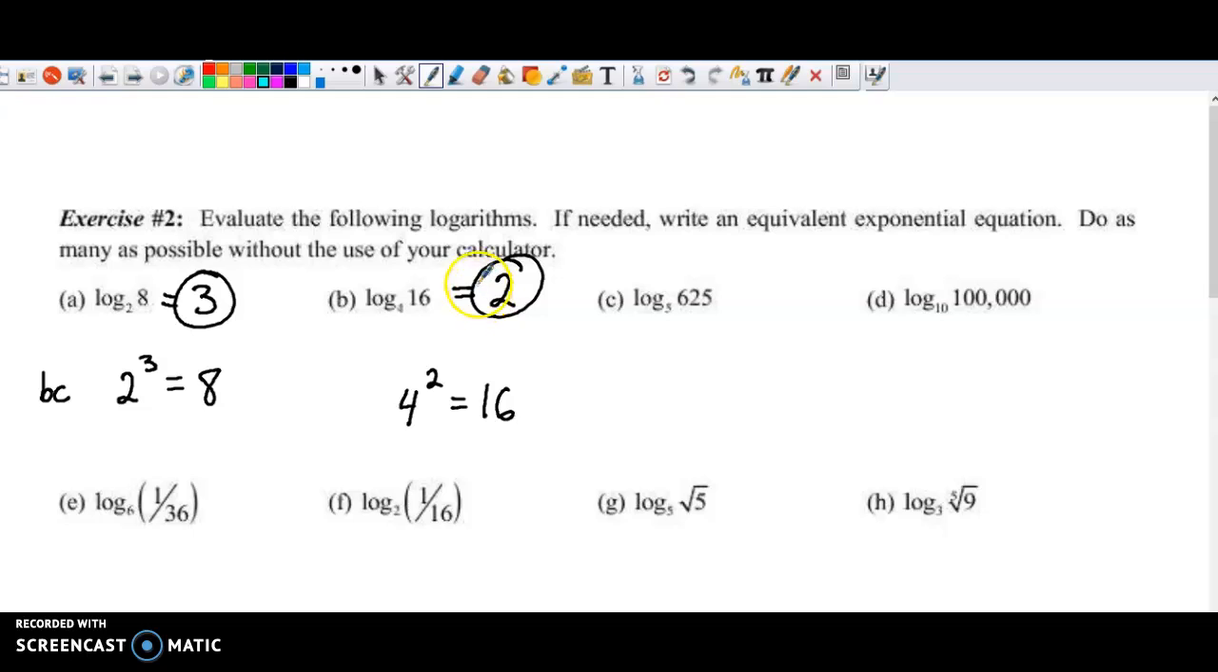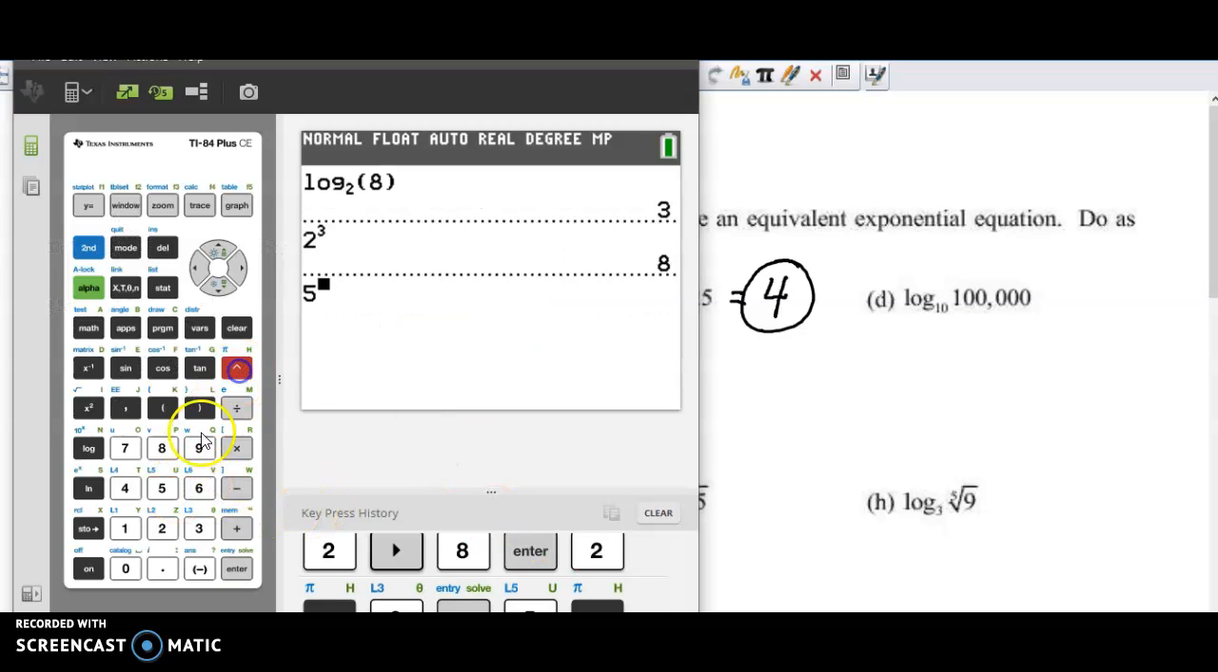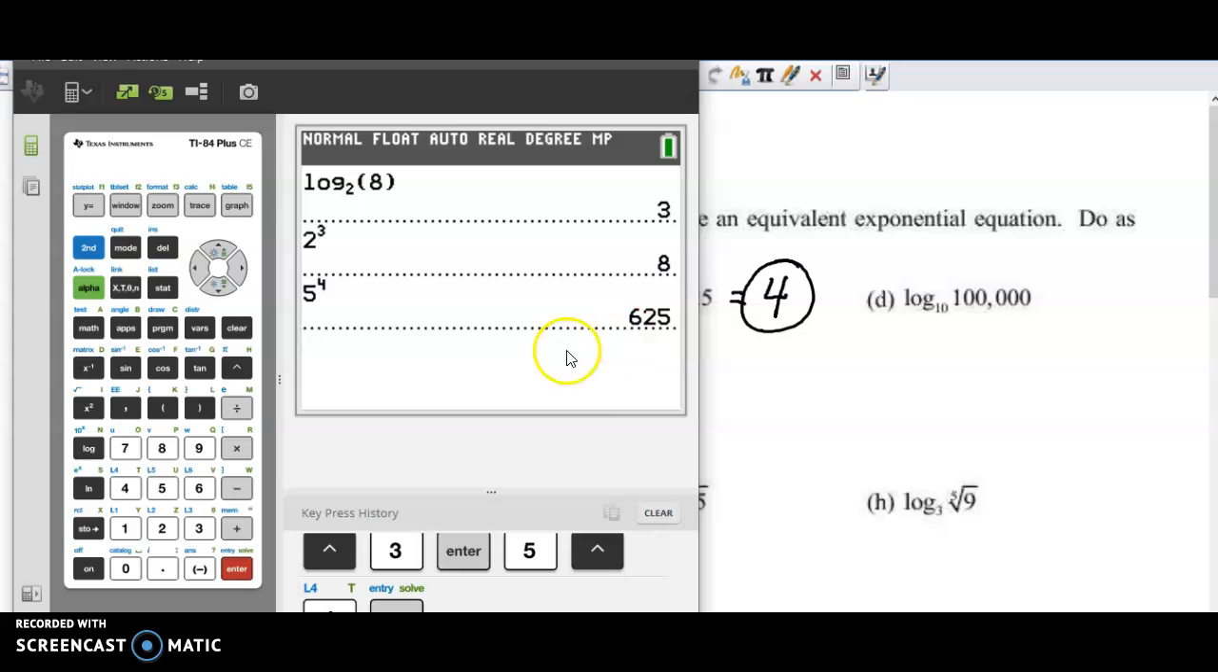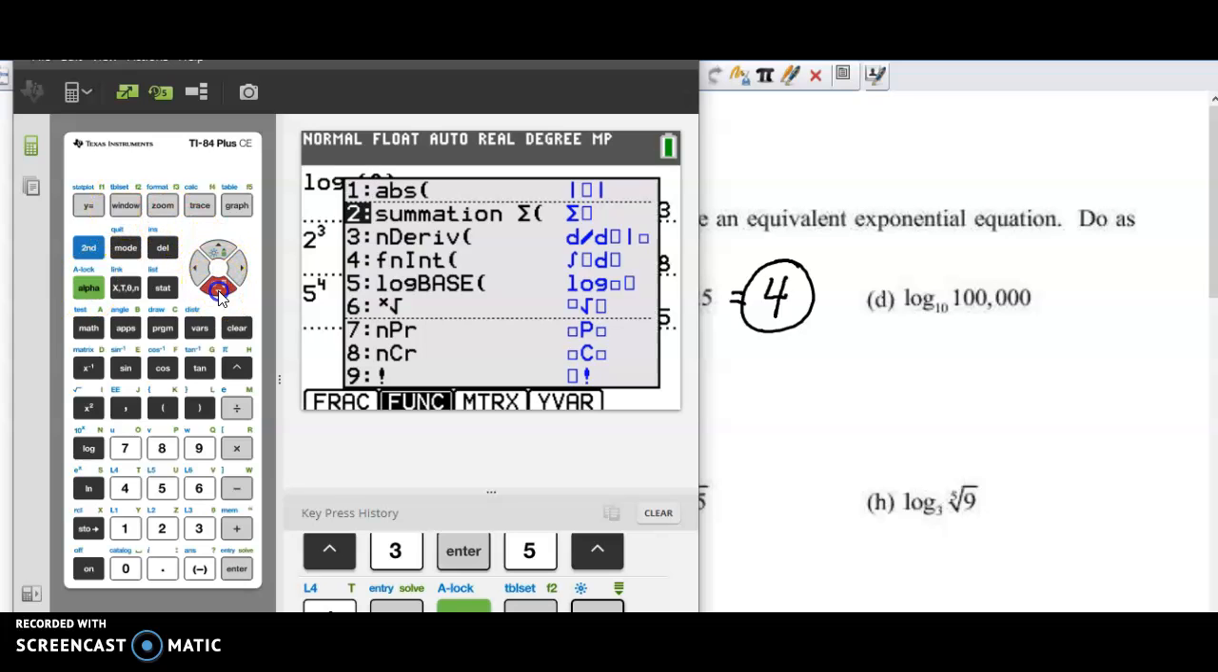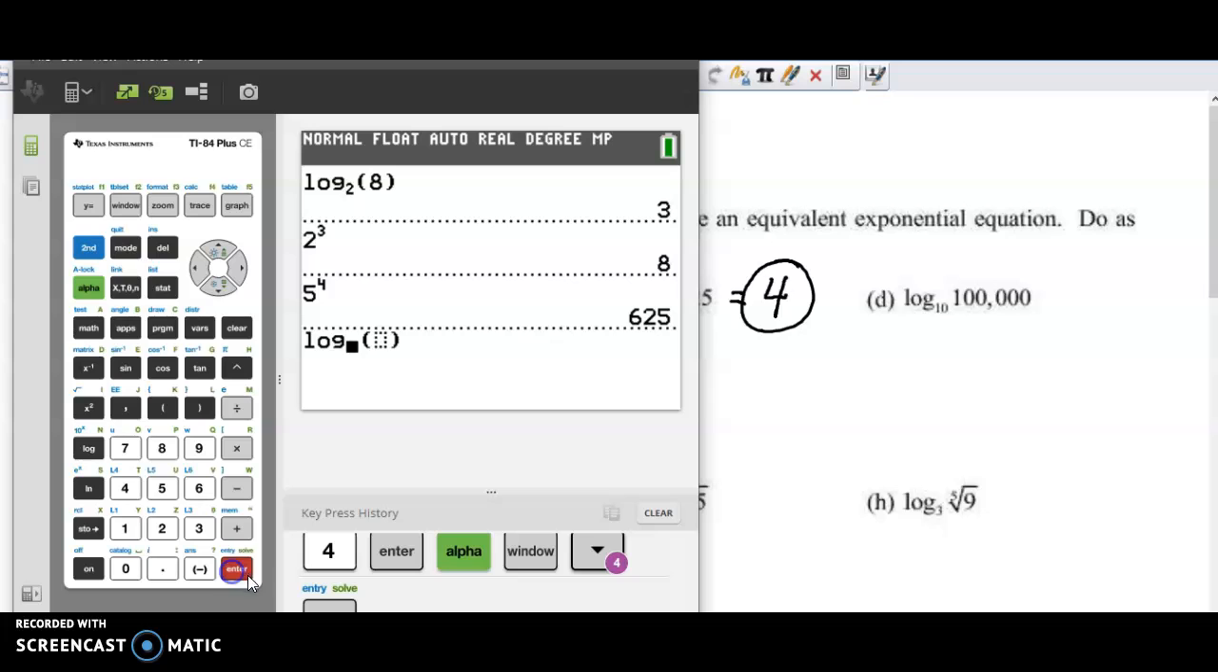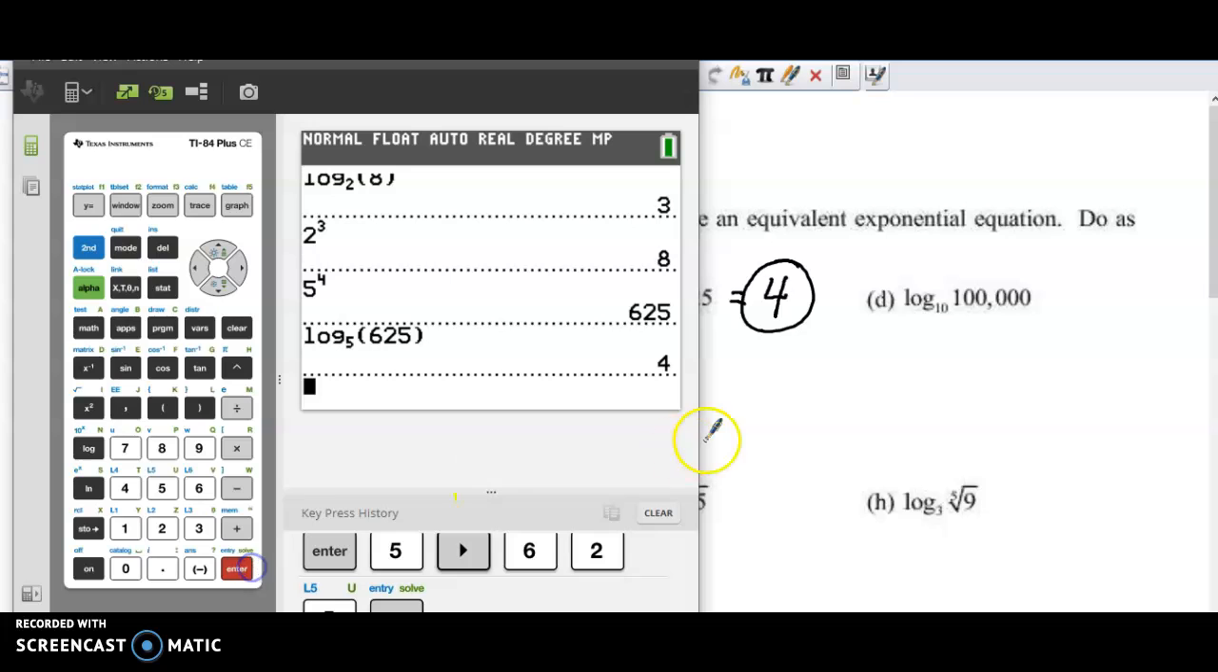If you want to draw a boot over and over again, then go for it. 4 to the second power is equal to 16. I'm not sure how familiar you are with all of these numbers, but 5 to the fourth power is 625. Like I said, feel free to use a calculator. Is it true that 5 to the fourth is 625? Yes, it is. Here's another shortcut. If you don't want to hit the math key, you can actually hit alpha window, and you can see that the fifth option down is log base as well. Log base 5 of 625 equals 4.